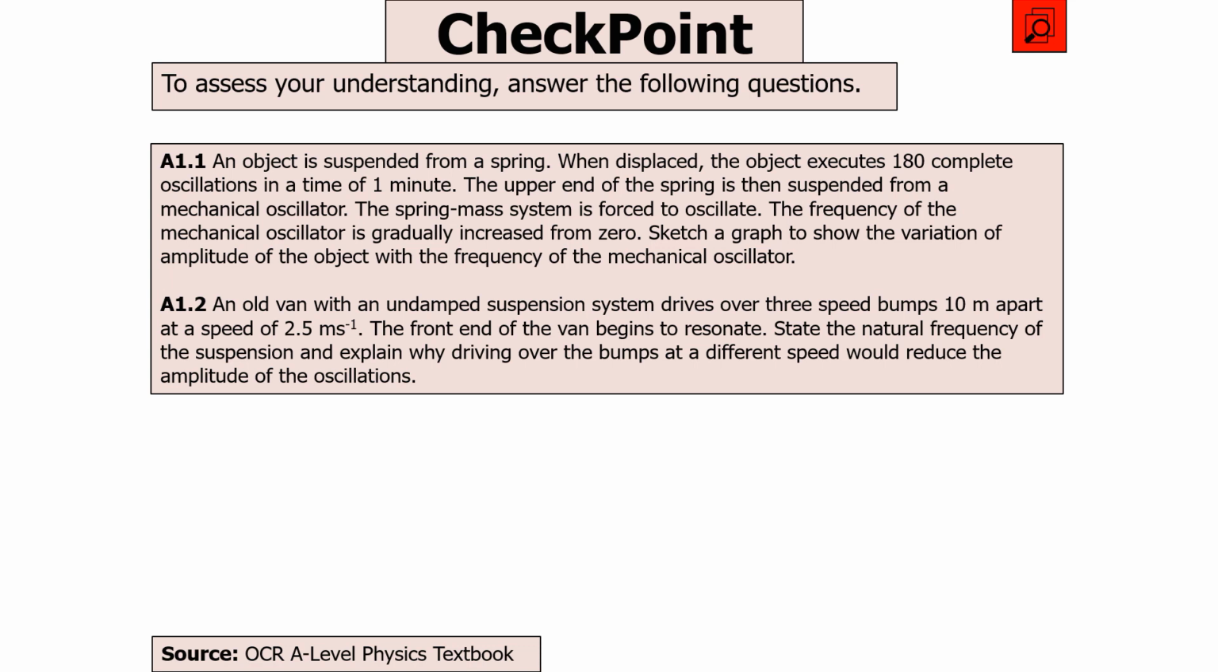Then an old van with an undamped suspension system drives over 3 speed bumps 10 meters apart at a speed of 2.5 meters per second. The front end of the van begins to resonate. State the natural frequency of the suspension and explain why driving over the bumps at different speeds will reduce the amplitude of the oscillations. So pause the video now, then unpause the video when you want to go through your answer.